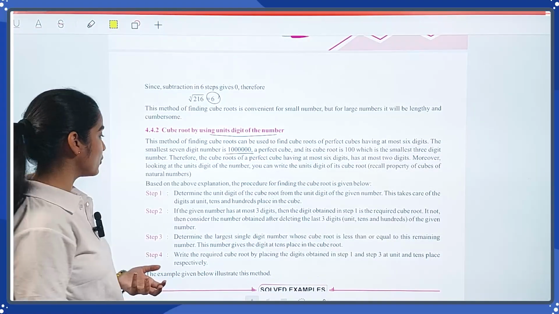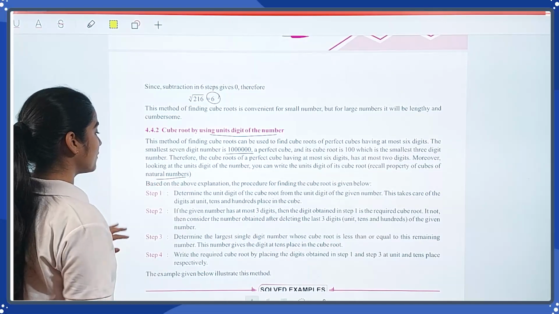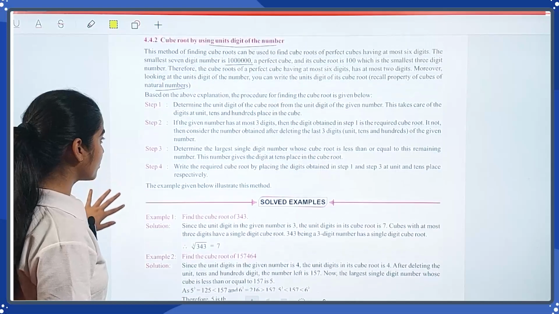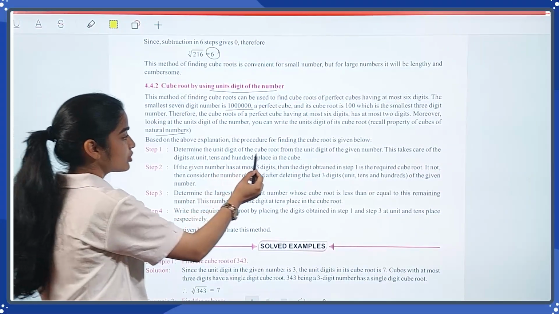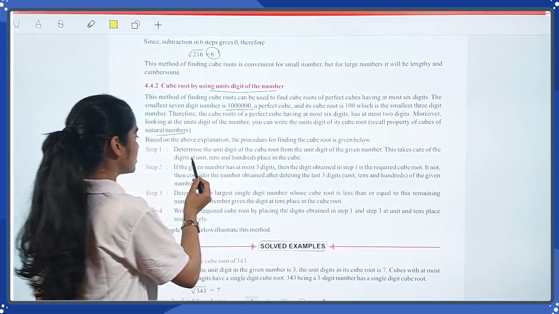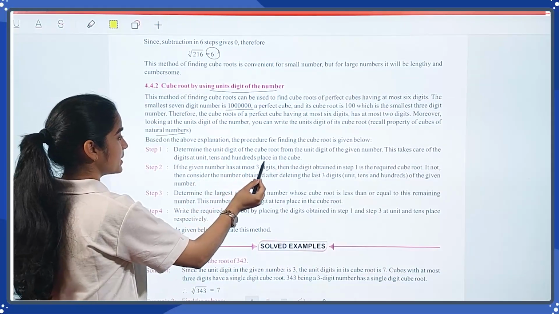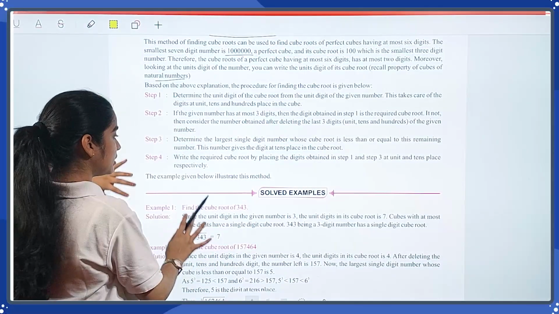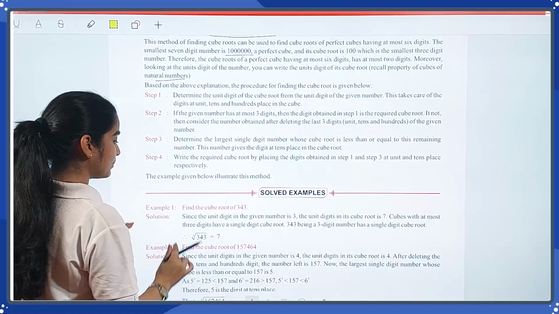Recall the properties of cubes of natural numbers. Based on the above explanation, the procedure for finding the cube roots is given below. So, how can you calculate this? Determine the unit digit of the cube root from the unit digit of the given number. This takes care of the digits at the unit, tens and hundreds places in the cube. So, find the cube root of 343. We are going to learn this whole step with the help of an example, which is this.